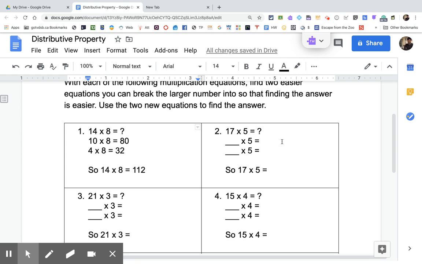And then the other ones are the same. So it's the same sort of deal. You're going to divide the larger number into two numbers. You're going to put one of the two numbers here, the other one here. Then you're going to multiply them, put the answers here, and add up the answers and put that added up answer here. All right, you see how I did that? I did 80 plus 32 is 112.